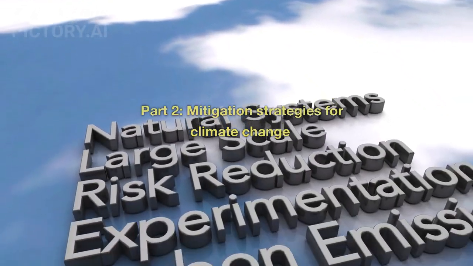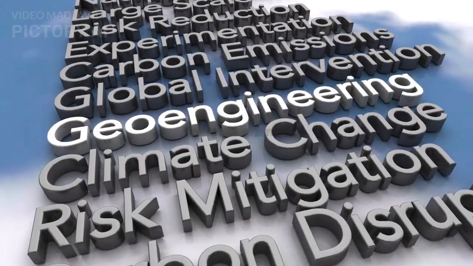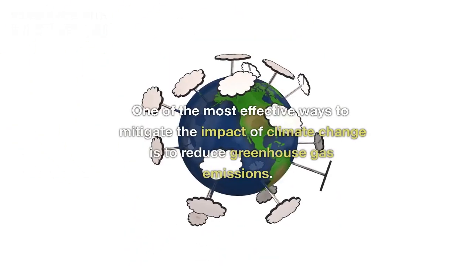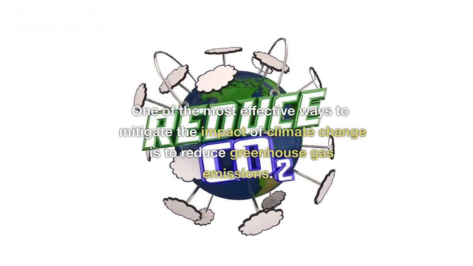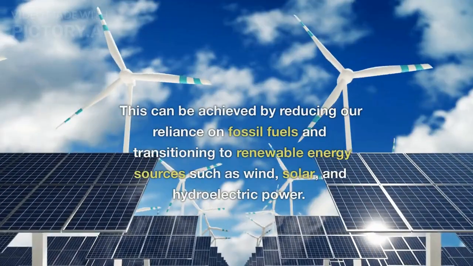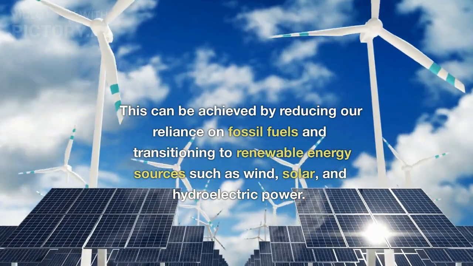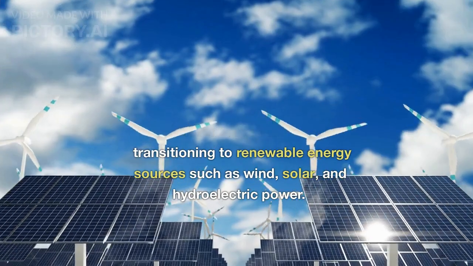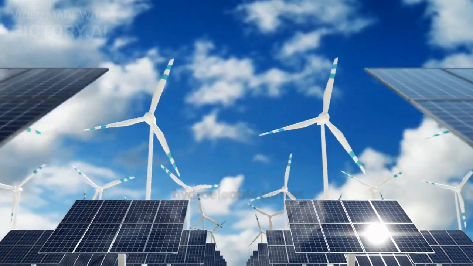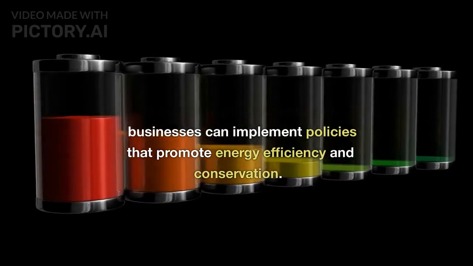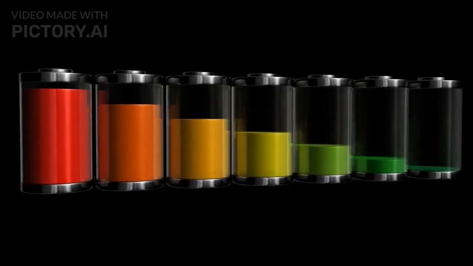Part 2. Mitigation strategies for climate change. 2.1 Reducing greenhouse gas emissions. One of the most effective ways to mitigate the impact of climate change is to reduce greenhouse gas emissions. This can be achieved by reducing our reliance on fossil fuels and transitioning to renewable energy sources such as wind, solar, and hydroelectric power. In addition, governments and businesses can implement policies that promote energy efficiency and conservation.